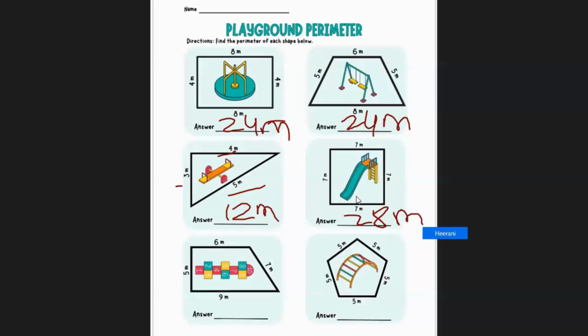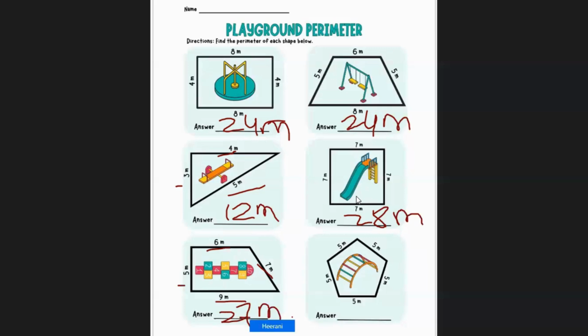It's meter. Moving to the fifth shape, we know the length of 4 sides: 5 meter, 6 meter, 7 meter, 9 meter. If we add all of this, it's going to give us the perimeter of this shape. So 6 plus 5 is 11. 11 plus 9 is 20. And 20 plus 7 is 27 meter. That's the perimeter of this shape.